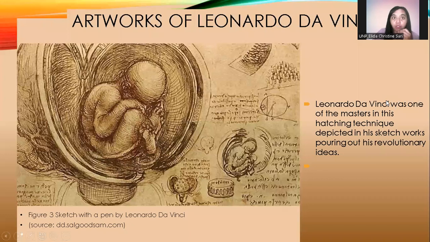And the other is artwork from Leonardo da Vinci, who was one of the masters of this hatching technique. Depicted is sketchwork, pouring out the idea. The sketch with pen by Leonardo da Vinci. The hatching technique can make the volume of the object, like geometric shapes, nature, or buildings. Anything you can draw with the hatching technique.